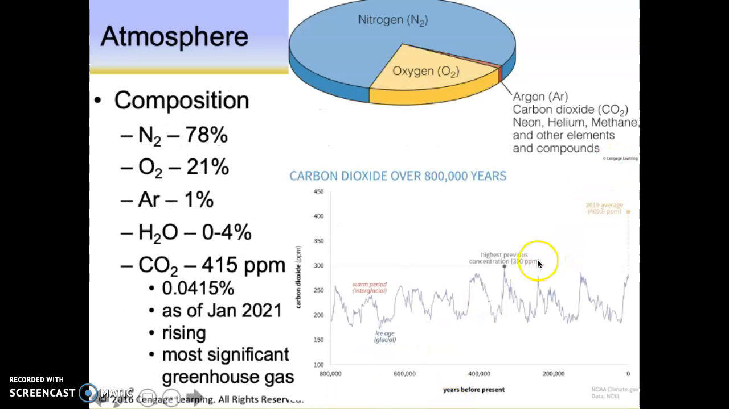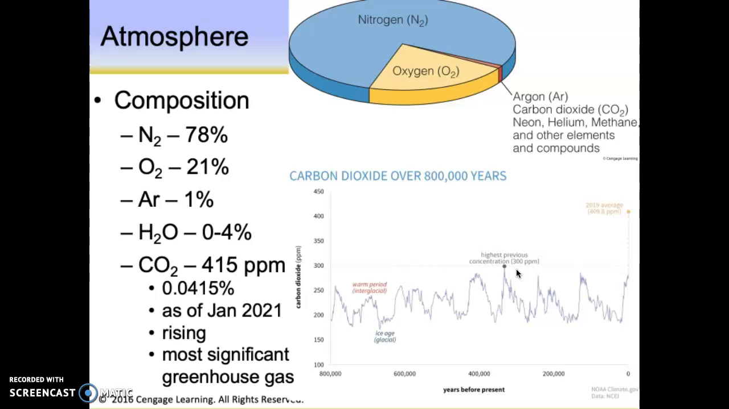So let's start by taking a quick look at the composition of the atmosphere. When you take a deep breath, you are mostly breathing in nitrogen. 78% of the atmosphere is nitrogen. 21% is oxygen, very important. The number 3 gas is argon. And then you'll notice water is kind of different.